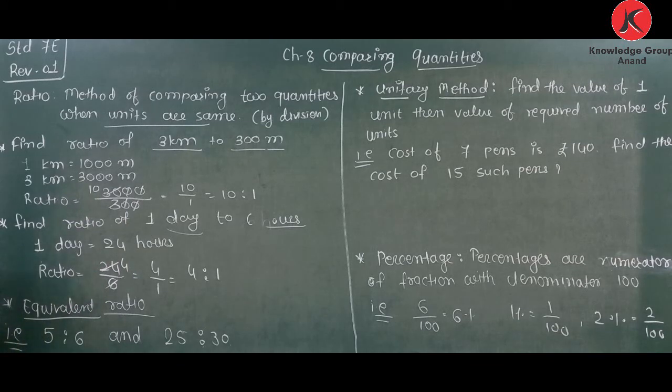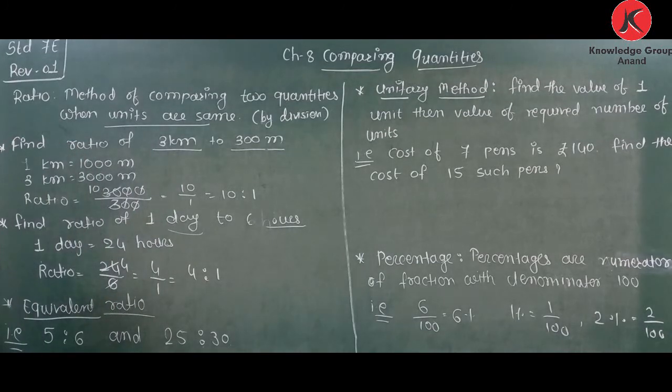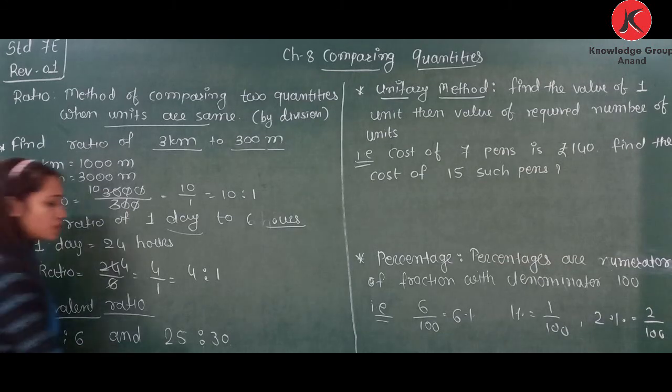Clear? After that we learned about equivalent ratio. Equivalent ratio means it is the same ratio. In 6th standard we learned equivalent fractions. So what is an equivalent ratio? It is the same as a fraction, the same ratio. 5 by 6. 5 is to 6 means what?